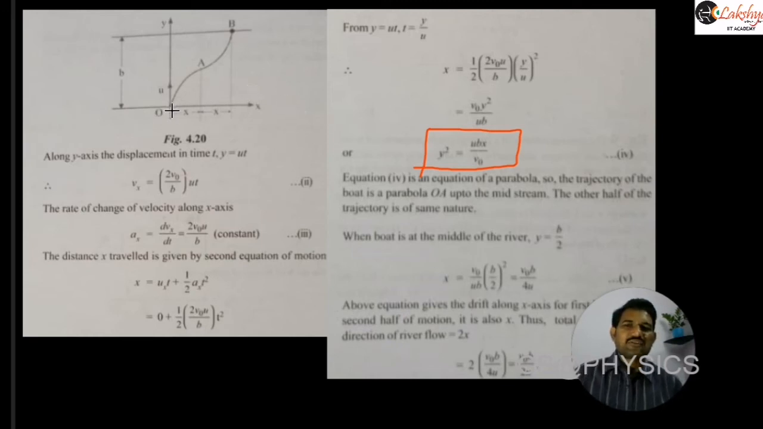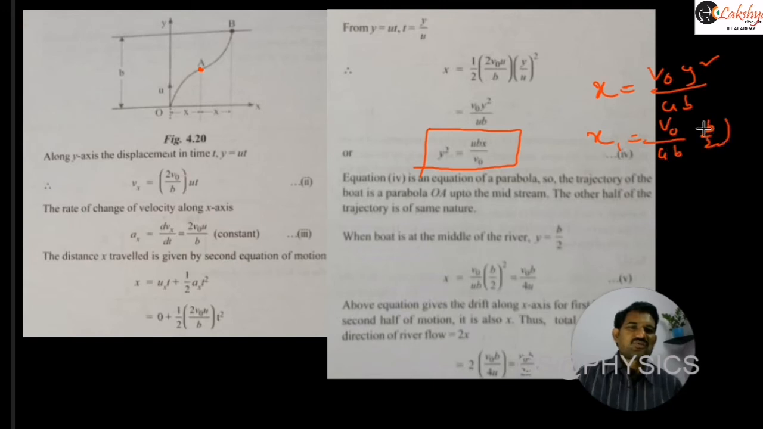And next they are asking about the drift. As it is traveling along the parabola, there will be some drift. First we calculate up to the midpoint. From the equation, x is equal to v naught into y square by u into b. So we need this x value, let it be x1, when y is equal to b by 2. So v naught by u into b, into b by 2 whole square, and this value will be v naught into b by 4 into u.